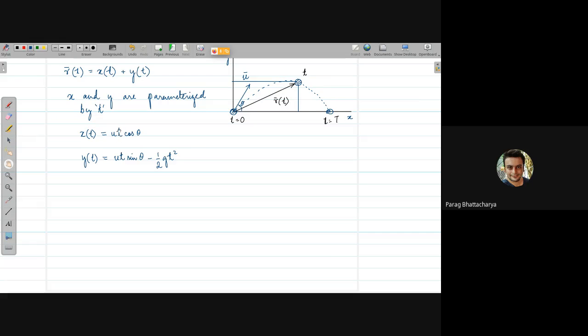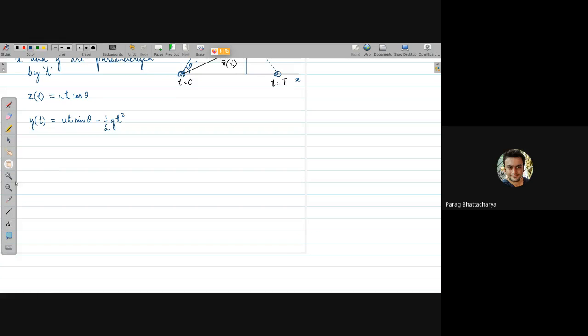Now all we need to do is keep on varying this t. So t becomes a parameter. As you change t, the corresponding x and y values will change, and as a result the position of the particle is also going to change. So this is one example. There are many other examples, lots of different examples.